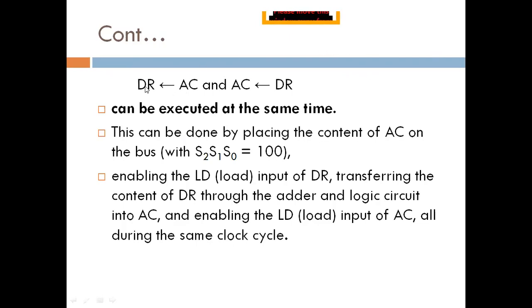Now here is one example. The content of AC is copied into DR, and the content of DR is copied into AC. This can be executed at the same time. It is done by placing the content of AC on the bus with the value of S2, S1, S0 equal to 100. So when the value is 100, the content of AC is placed on the bus. At the same time, the load input is activated for the DR.